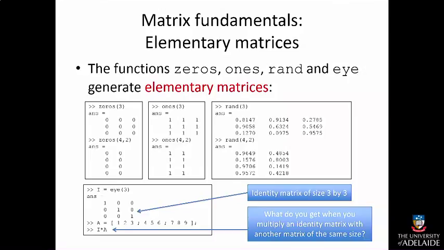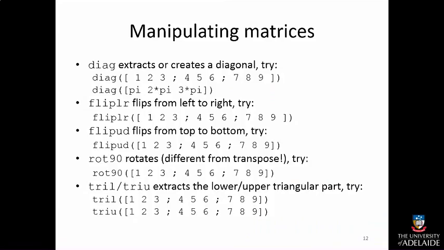So you're going to get the original matrix, right? If you multiply identity with A, you would get A as an answer. Now there are some other things. Sometimes you do need to manipulate matrices.